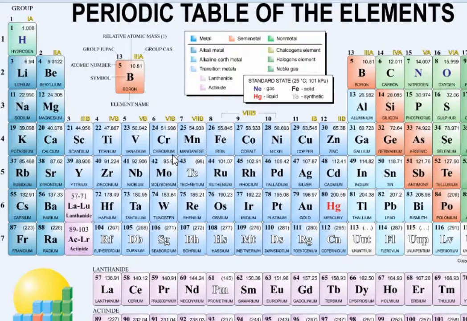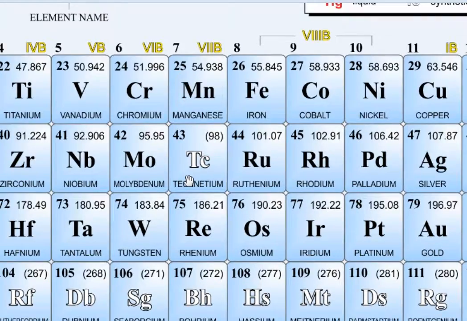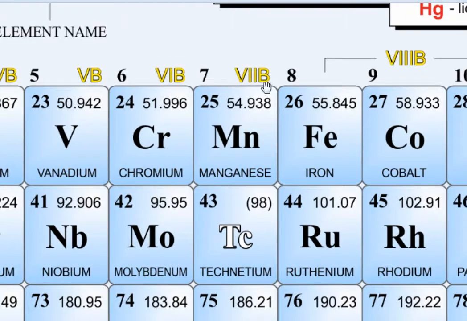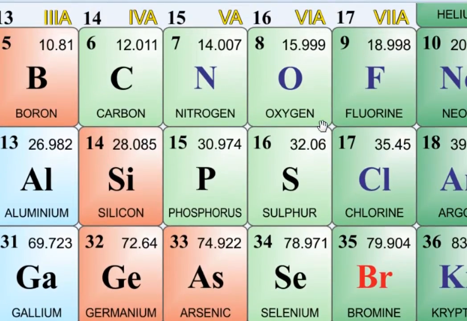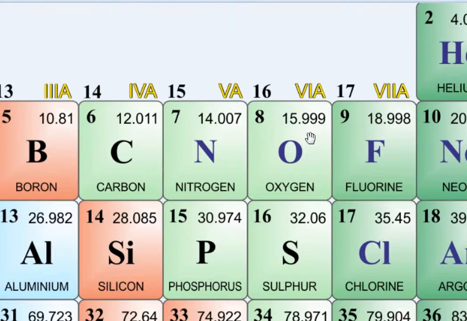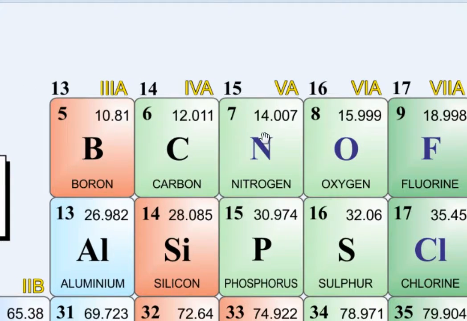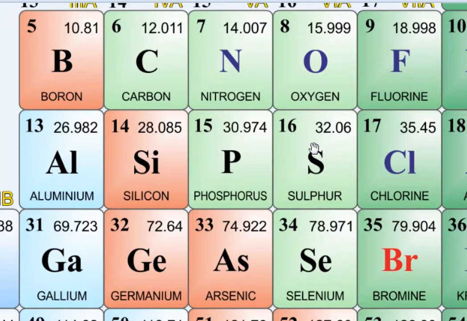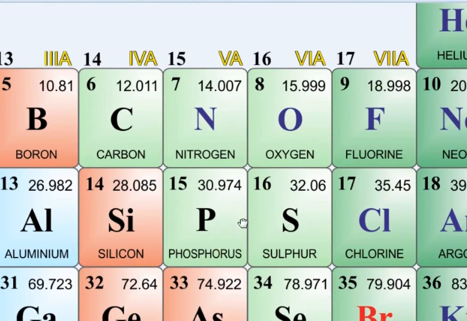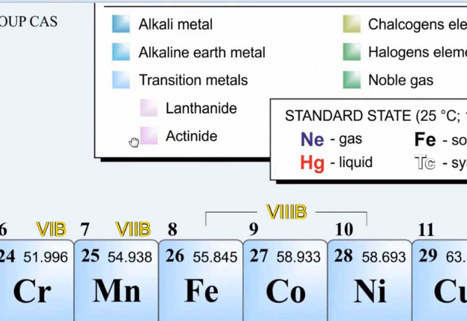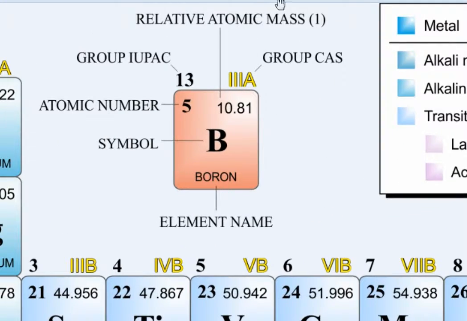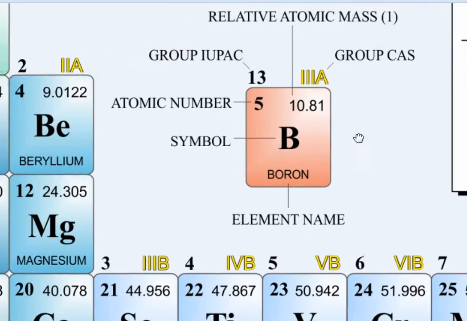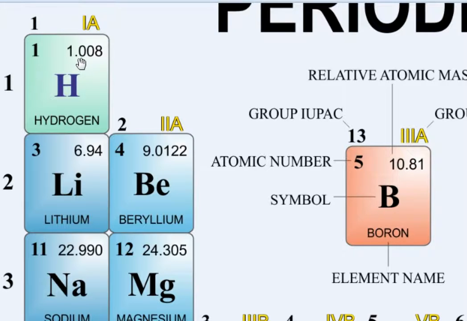Here is a periodic table and you can find the relative atomic masses here. As you see, for manganese it is 54.938, and for oxygen you see the relative atomic mass, or molar mass, is about 16. For nitrogen it is 14, for carbon it is 12, and for sulfur it is 32.06. So in a periodic table we can find the relative atomic mass or molar mass of elements, and for hydrogen it is 1.008.